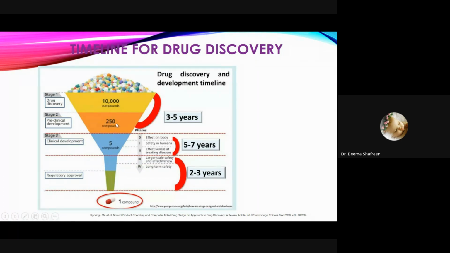Out of 250 compounds, we have to cut it down to 5. This part, stage 3, the clinical development, requires more money and takes around 5 to 7 years. Then it goes for regulatory approval, which is around 2 to 3 years, and finally we come out with one successful compound, or the lead, which is going to be the drug molecule.